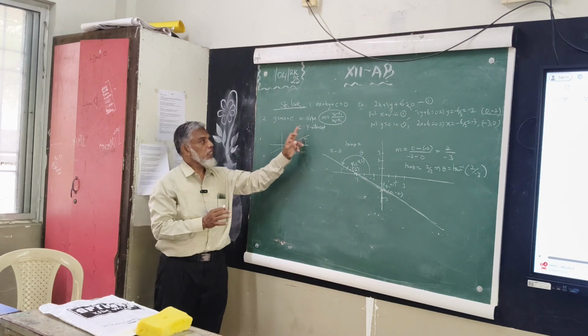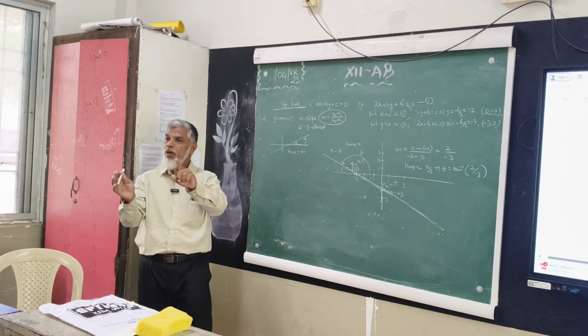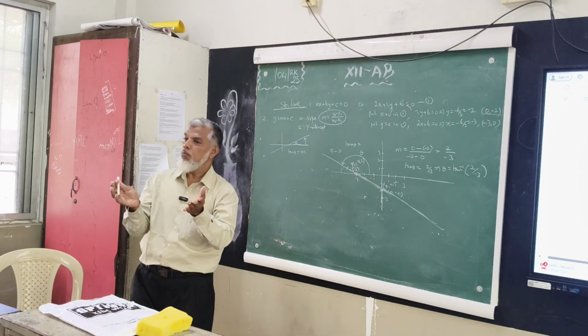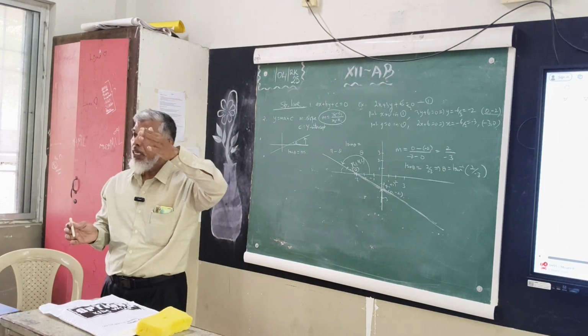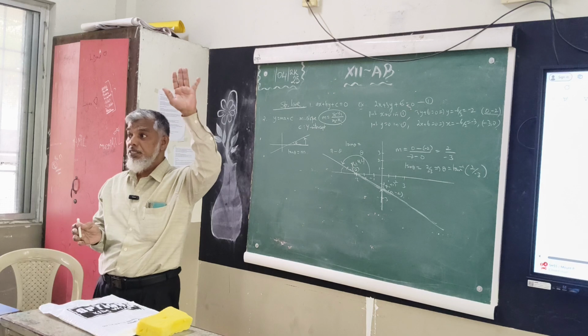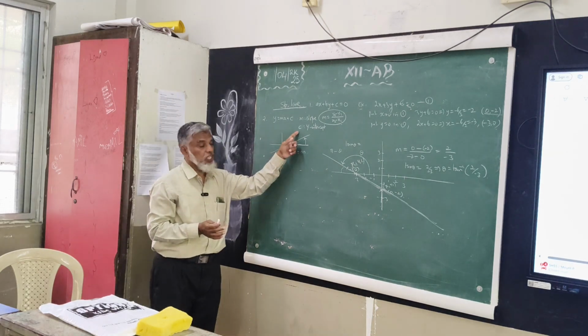Okay. Now coming back to this. What is m? M is a slope. When 2 points are given, we can find the slope using the formula (y2 minus y1) by (x2 minus x1). This you already studied in 10th standard. What is y? C.